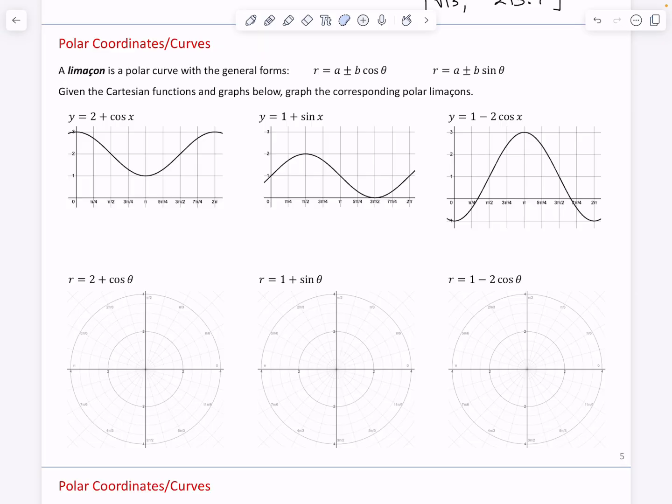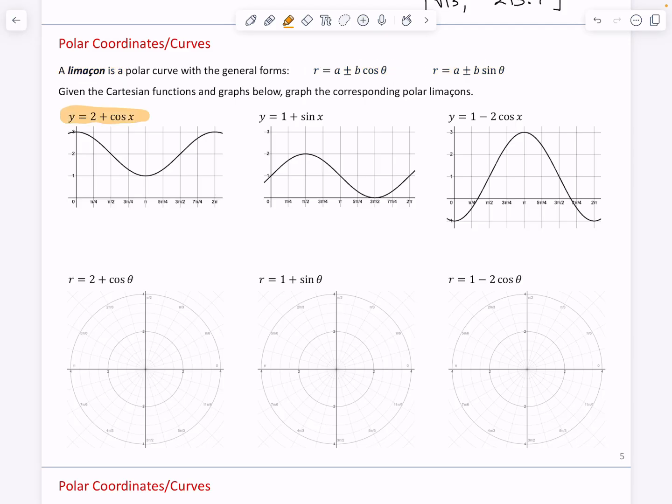On this page, we introduce the idea of a polar curve by discussing a curve known as a Limaçon, which has one of the general forms r equals a plus or minus b cosine theta, or r equals a plus or minus b sine theta. Given the Cartesian functions and graphs below, graph the corresponding polar Limaçons.